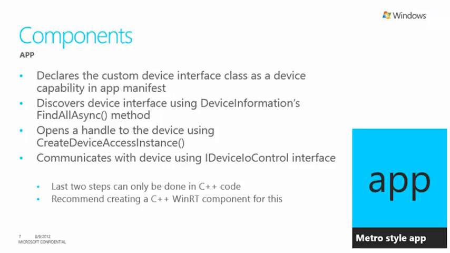And our recommendation, and what we've shown in the sample, is that you put that C++ code into its own WinRT component. So write a WinRT component, it's a C++ class, and have that class represent your device. Whatever the primitives are on your device, make them methods, properties, and events on that class. We recommend this for a couple of reasons. One is just general object-oriented reuse goodness.